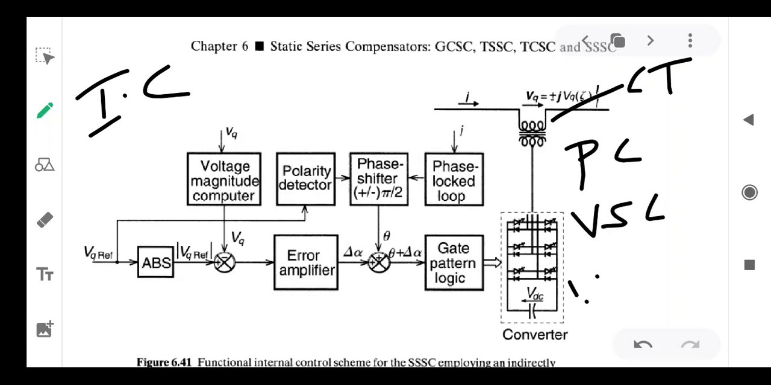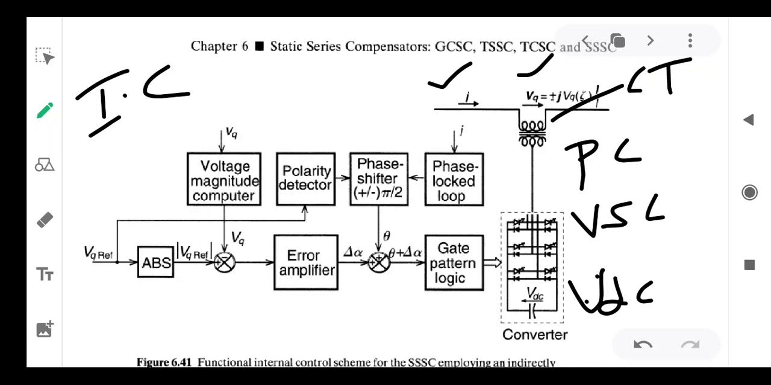This is VDC, DC voltage control of the converter. This is the current through the system. This is VQ, voltage injected by the compensator. These two are the input signals of your compensator.